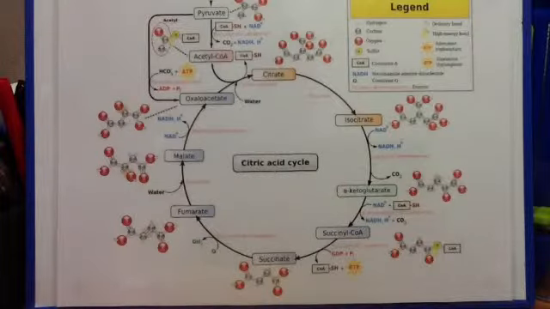How many carbons are there in acetyl-CoA? 2. In what form are the 2 carbons of acetyl-CoA released from the cell? CO2. In fact, for acetyl-CoA, which is the 2-carbon compound, 2 CO2 molecules are released.